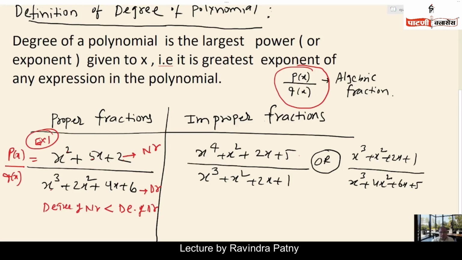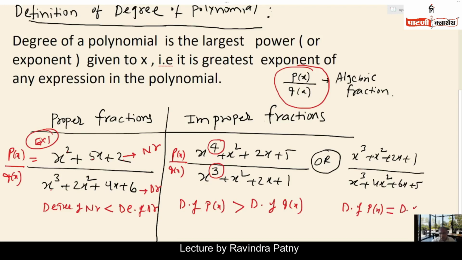Now under improper fractions, again p of x upon q of x. Here the degree is 4 and here the degree is 3. That means if the degree of p of x is larger than the degree of q of x, then it is called an improper fraction. Or if the degree of p of x equals the degree of q of x, then also it is called an improper fraction. Thus fractions are of two types, proper fractions and improper fractions.